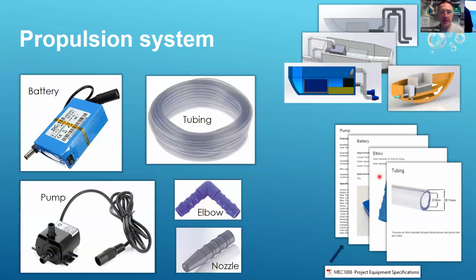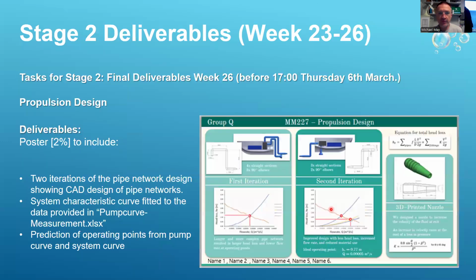So this is the propulsion system: the pump, the battery to drive it, the tubing and elbows to be arranged in different configurations like these to produce the pipe network. And then you can design the nozzle yourself to add into the end of the pipe to give it that more propulsion. I've updated the spec sheets. They're up on Loop, and hopefully the information is a bit more clear.